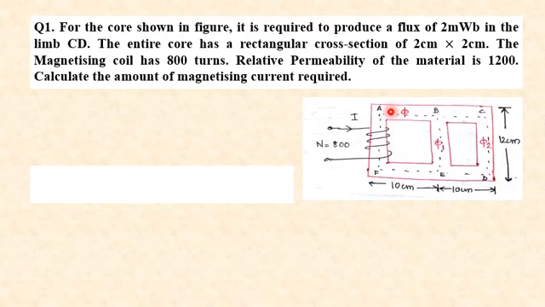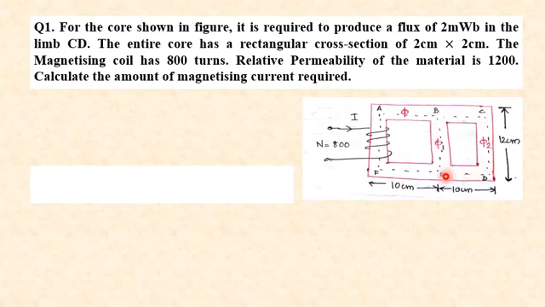From the figure, it is clear that this is a parallel magnetic circuit, because the flux produced in the limb AB is split into two, phi 1 and phi 2. We can see that the flux path BE is parallel to BCDE.